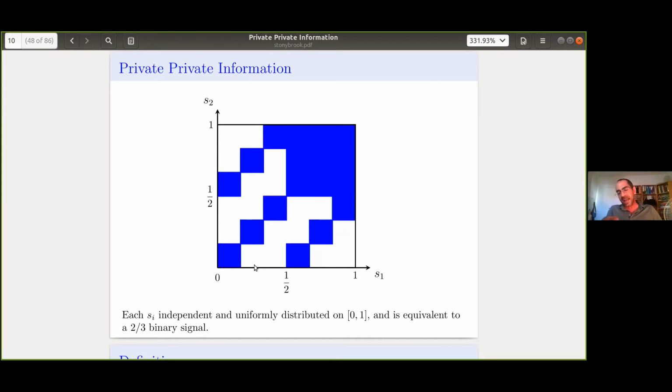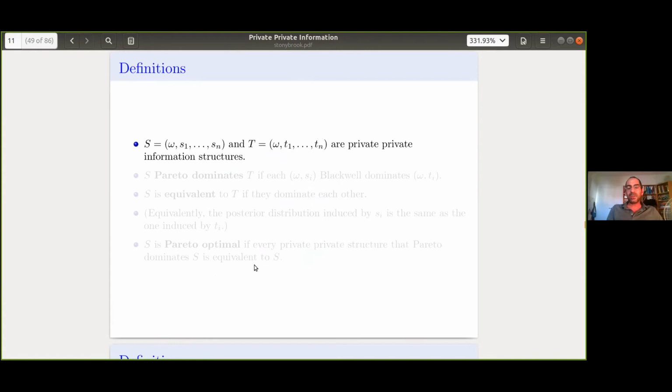And this is just a hint that actually it's not so simple to construct. How do you exactly generate these signals in a way that's completely independent? So there's some interesting stuff going on here, but I'm not going to be able to go too deeply into that. So here's some formal definitions. I'm going to look at two private.